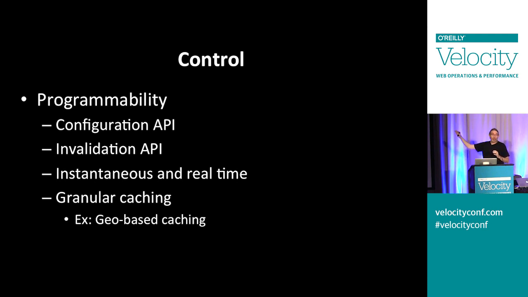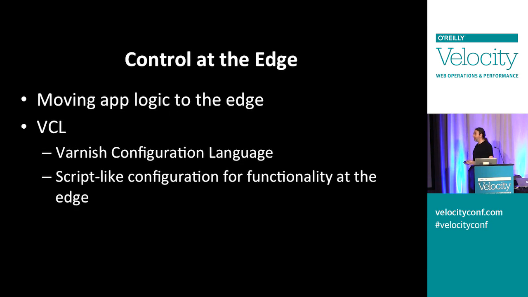That's when I say control, that's what I mean by control. It's to be able to configure, to be able to invalidate, to be able to control the caching heuristics and the caching characteristics of your content, all of them, programmatically or otherwise, and all of it needs to be very, very instantaneous. This basically means we move some of the app, maybe more than we are comfortable with at first, some of that logic to the edge.